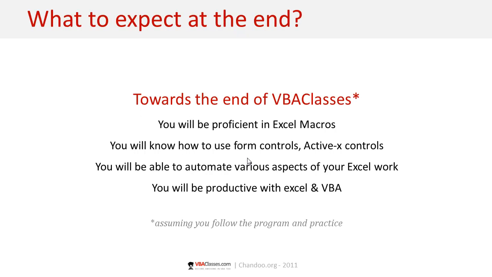What to expect at the end? If you finish this VBA class, towards the end of it, you will be proficient in Excel macros. Assuming you follow the program and practice, you will know how to use form controls, ActiveX controls, and various other things that go into VBA. You will be able to automate various aspects of your Excel work, and you will be productive with Excel and VBA. This is what we are promising, and if you follow our course and practice and implement these ideas in your work, there is a very high chance that you will be able to do all these things by the end of our course.